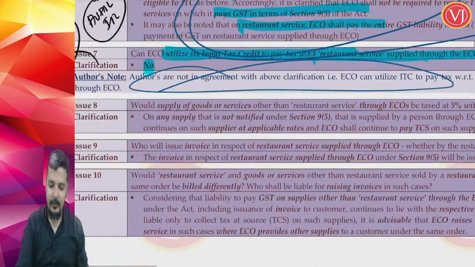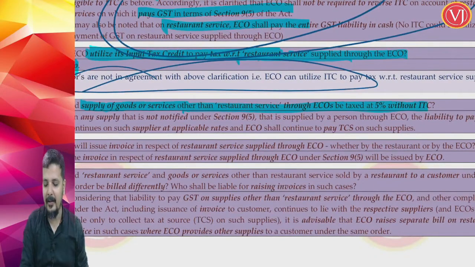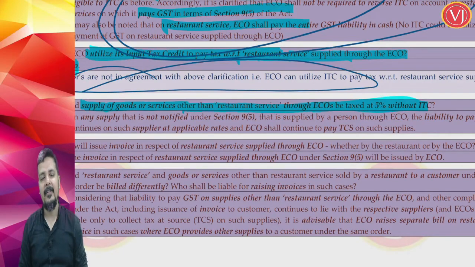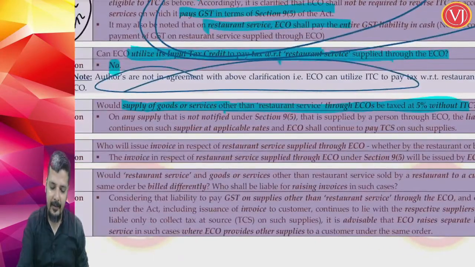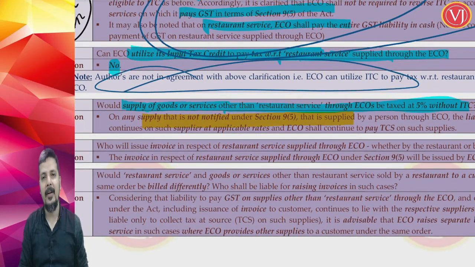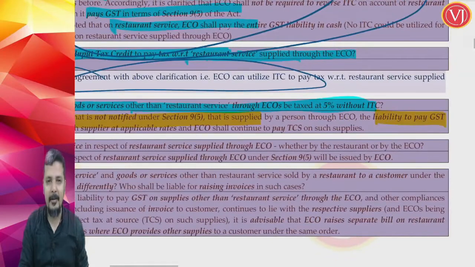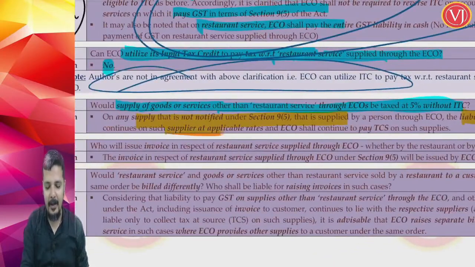Now the next question: would supply of goods or services other than restaurant services through ECO be taxed at 5% without ITC, which is the rate for restaurant services? Understand that if I am supplying services through ECO, only restaurant supply services through ECO are covered under section 9(5). Other supplies are not covered under 9(5). The liability to pay GST on other supplies will be on the supplier, not on ECO, and the rate will be normal rates.